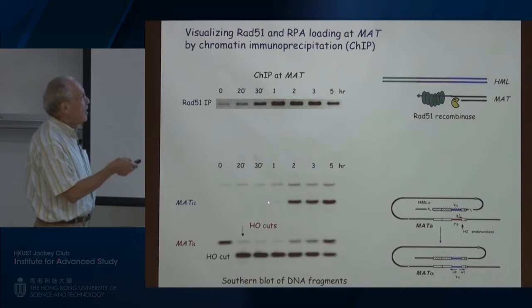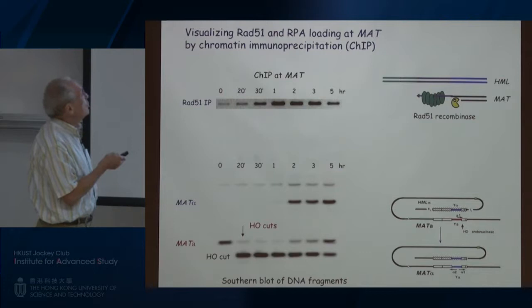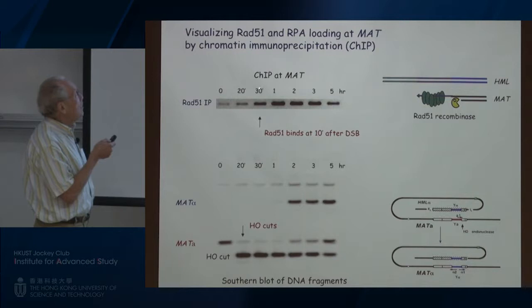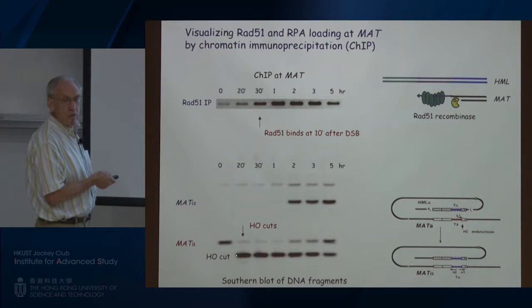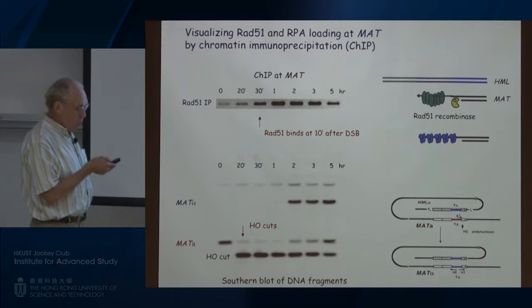And now what we want to know is, when can we detect the RAD51 protein bound to the MAT DNA? And that is illustrated here. And the conclusion that we drew from this is that RAD51 could be very robustly detected at 30 minutes. But that's interesting because at 20 minutes, all the DNA is already cut. And so one question is, is RAD51 unable to bind at this time because the nucleases that chew away the DNA haven't exposed this region, because RAD51 only binds to single-stranded DNA? Or is it the case that before RAD51 is bound, there really is RPA bound?